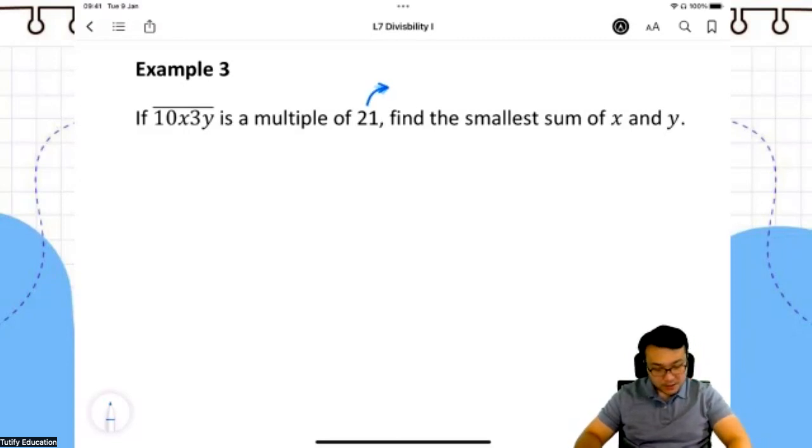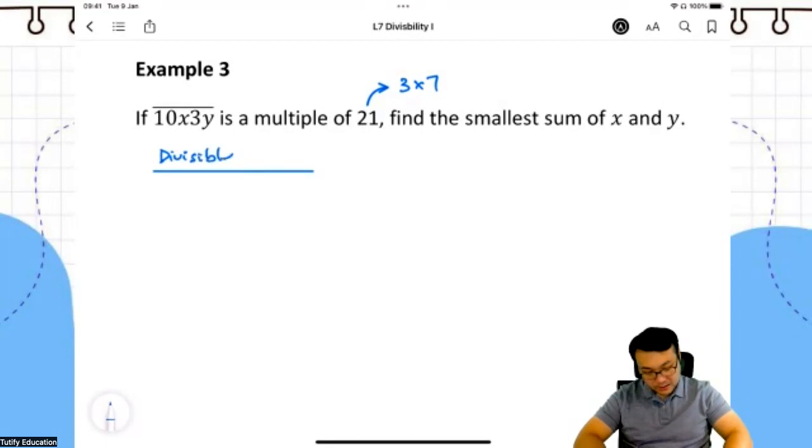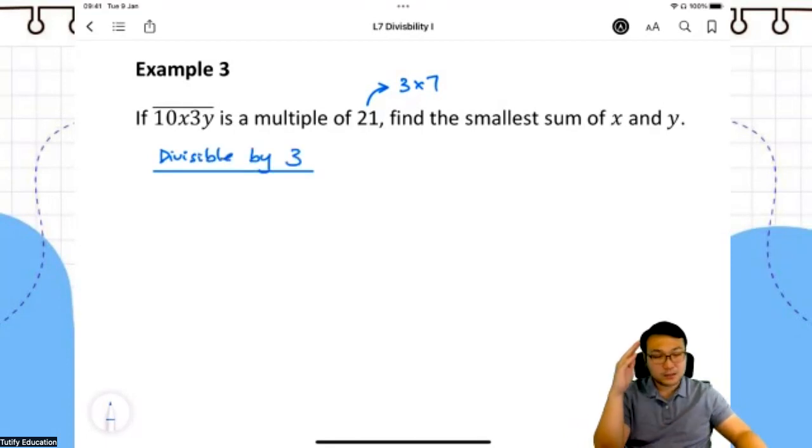Everyone look here. 21 is 3 times 7, right? So we just have to find out whether this number is divisible by 3 as well as 7. Aiden, you help me out. I'm not trying to find out if it is divisible by 3, I already know that this number must be divisible by 3. What are the conditions required for it to be divisible by 3? So what's the rule of divisibility of 3, Aiden?